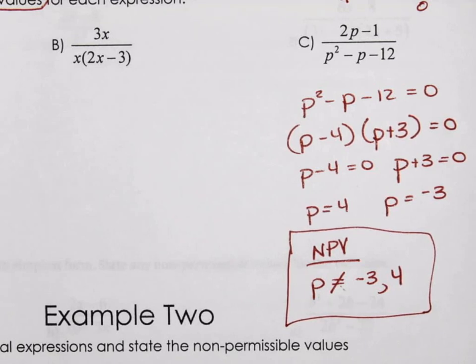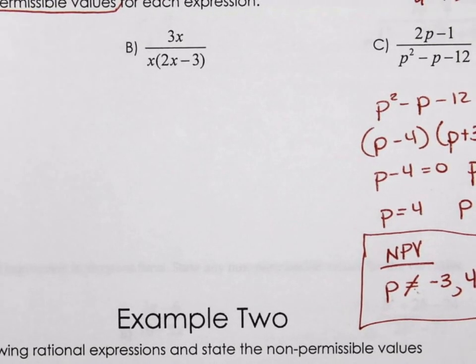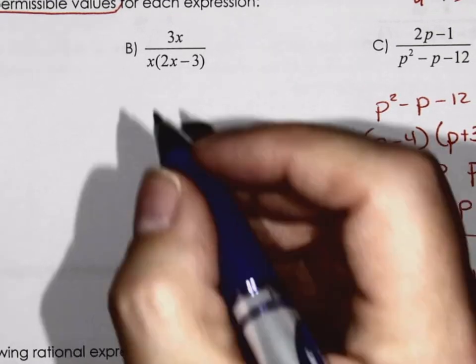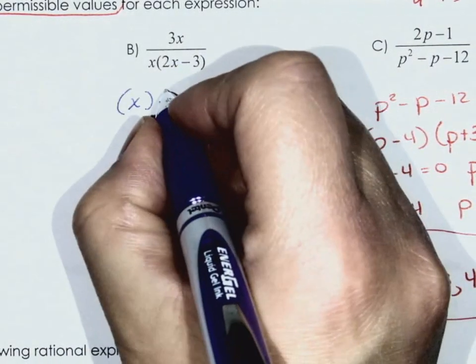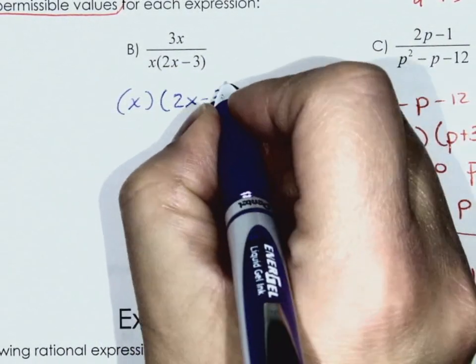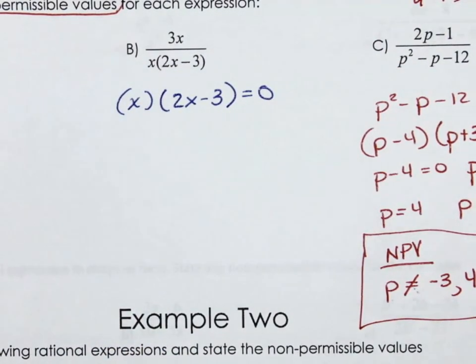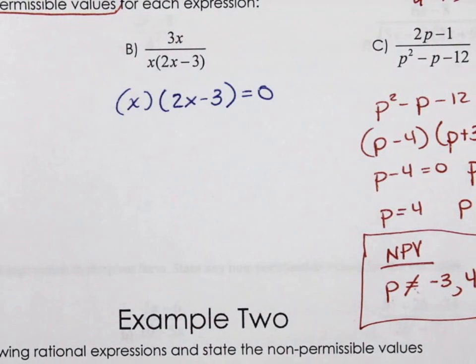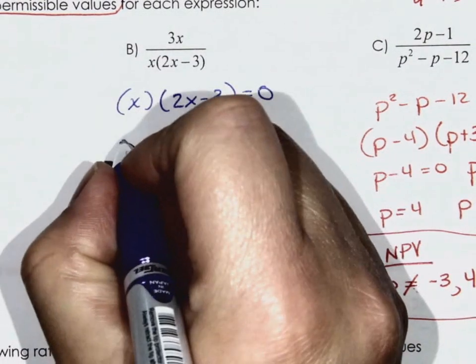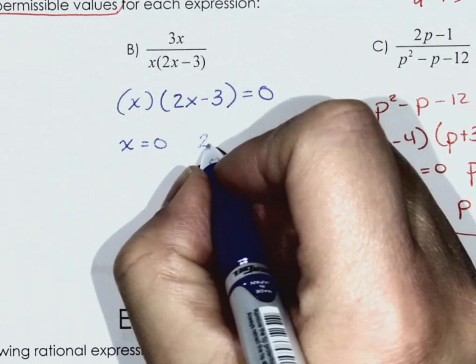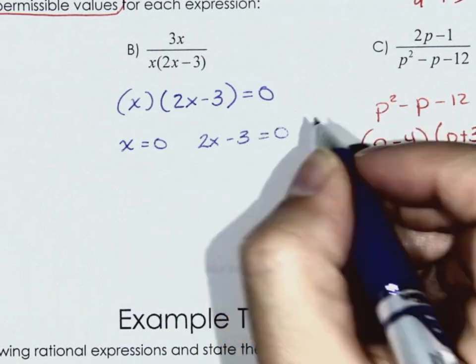Okay, let's do B now. Let's work backwards and we'll do B. This one is already factored for you. It's in factored form, so I'm going to set that equal to 0. I'm doing the same thing. It's already in factored form. You can multiply it through, but then you'll just have to undo it, and we'll be right back to here. So I'm going to have x is equal to 0 and 2x minus 3 is equal to 0.